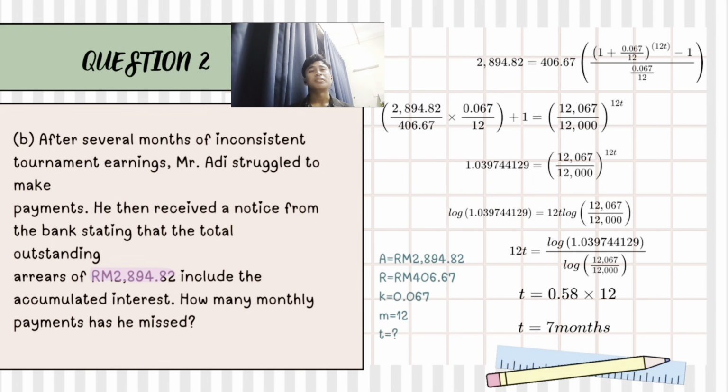So, in part B, Mr. Adi missed several payments and received a notice stating that the outstanding arrears, including accumulated interest, is 2,884 ringgit Malaysian at 52 cents. So, to find how many months he missed, we use the S formula to find how many months that he missed payment. So, after substituting all the values and solving using logarithms, we obtain approximately 7 months. But before that, after we get the T, we will need to multiply it by 12. So, we will get the 7th month.